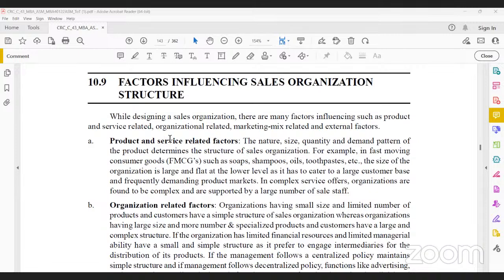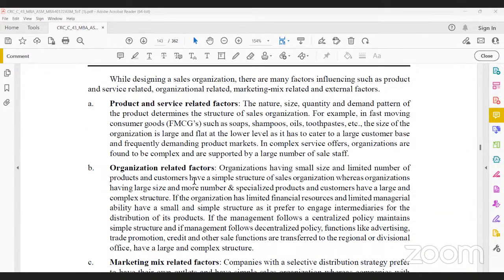So those were the product related factors. Now the organization related factors. Organizations are very unique and can be small, medium, or larger. If it is a larger organization, its resources are very high, it can produce specialized products, and the customers have a large and complex structure. If the organization has limited financial resources and limited managerial abilities, it depends upon the size of the organization.